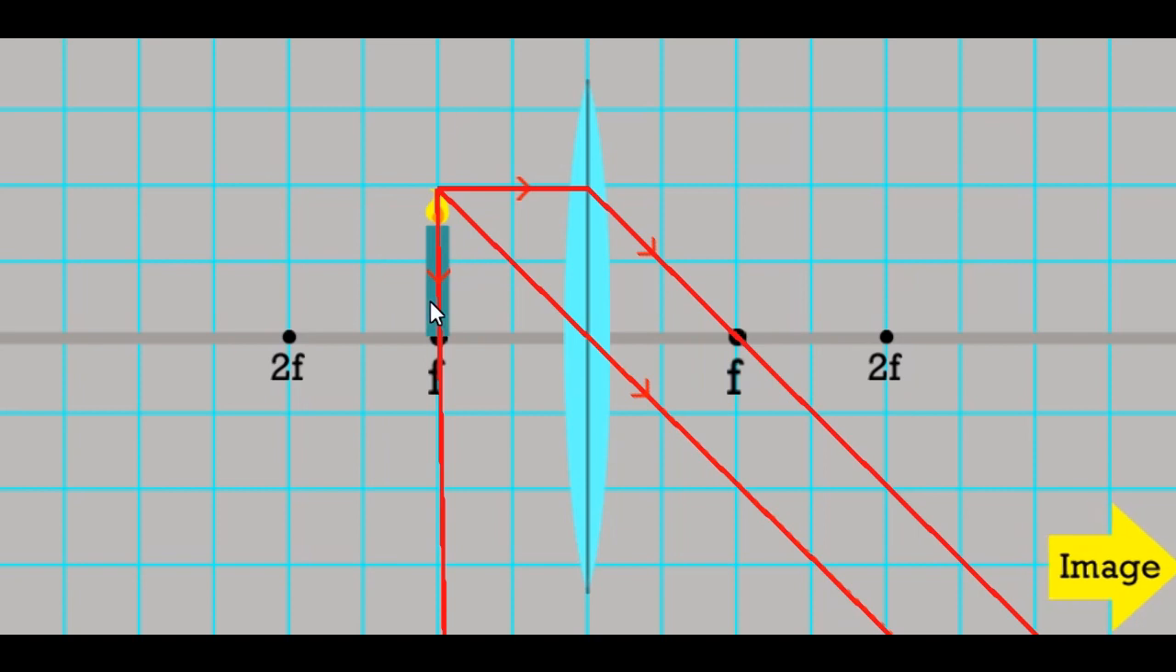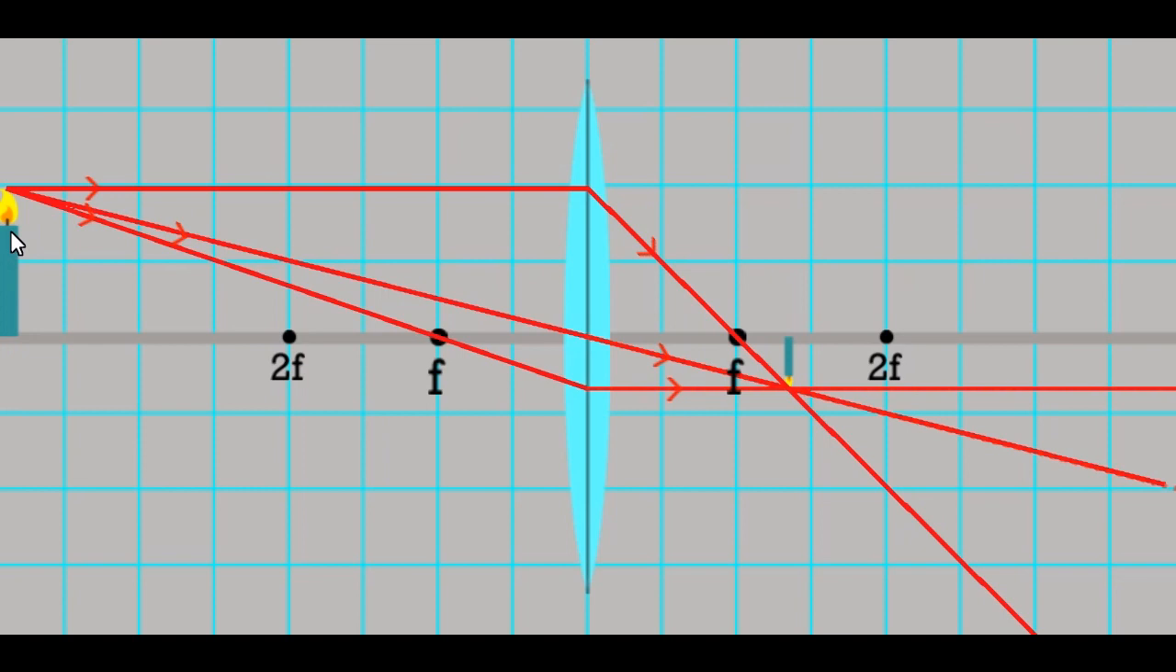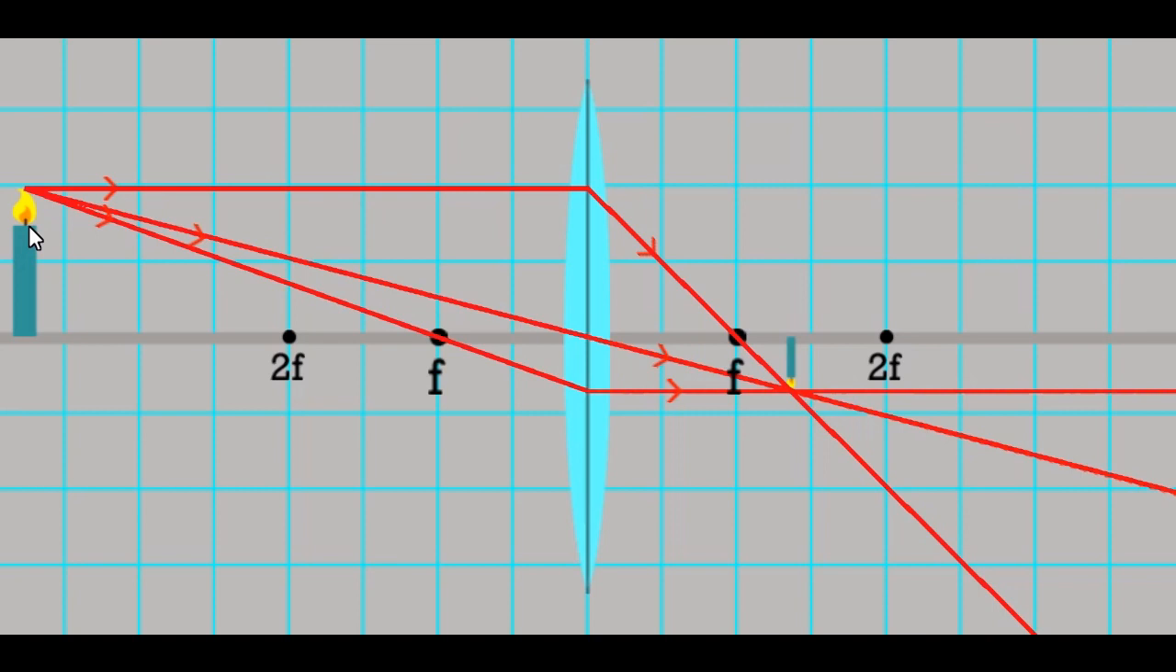The opposite case of this: if I keep the object beyond 2f, which means if I keep the object at infinity, out of the screen, the image will be formed at focus. And the nature of the image will be real, inverted and extremely small.